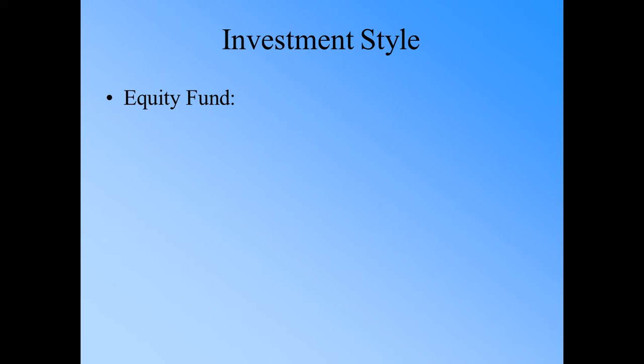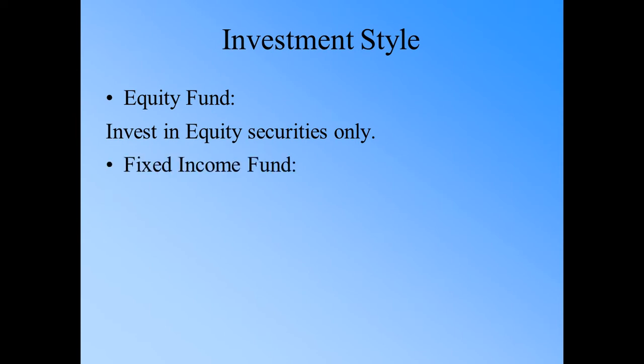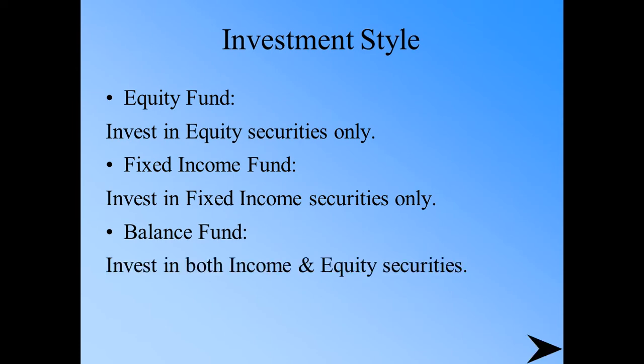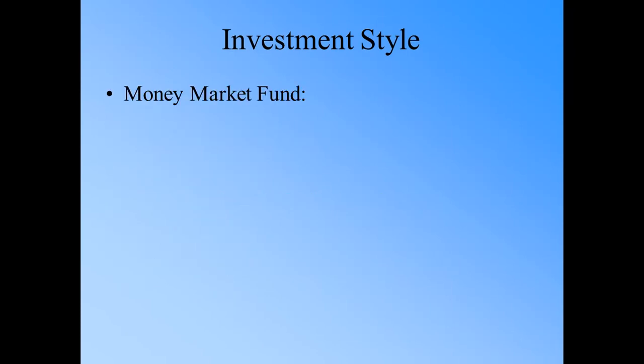For example, one of the investment styles is equity fund. It means that this fund only invests in equity securities. Similarly, a mutual fund will provide you a pool which is called fixed income fund. That pool is supposed to invest only in fixed income securities. Similarly, there is the option of the balanced fund, by which we mean that this pool can invest both in fixed income securities as well as in equity securities.